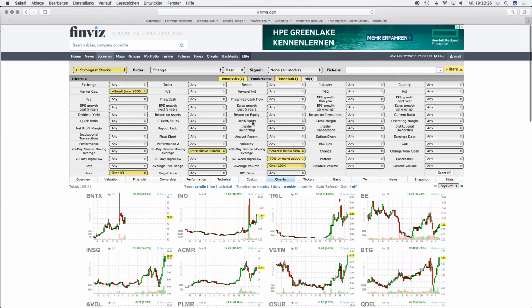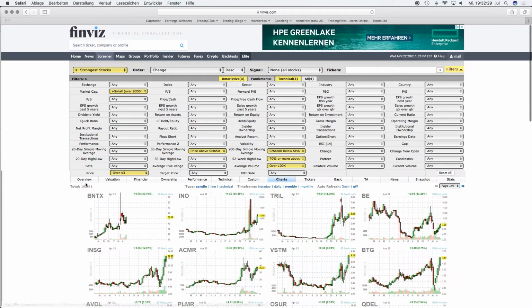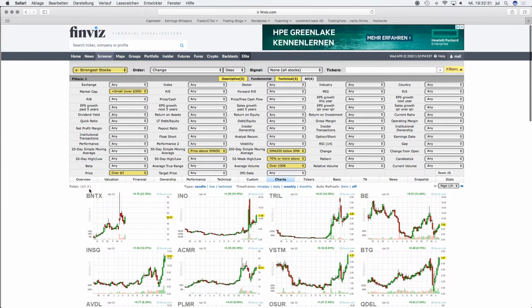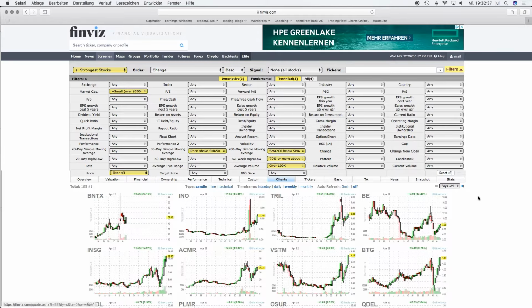Okay, this is the Strong Stocks screener. You can see it's also around 165 stocks. In good times, when we have a very strong bull market, this can be up to 12 pages or 13 pages.